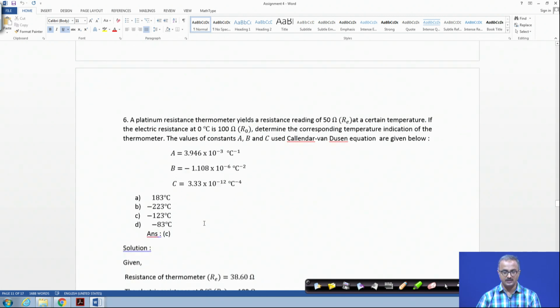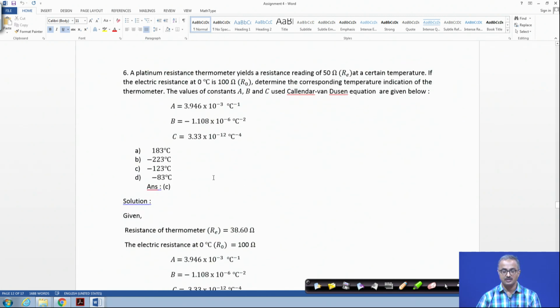Okay. The next question was on a temperature sensing device. In this case, it is the platinum resistance thermometer. These kinds of thermometers have to be calibrated. They have some resistance, and this resistance is measured with change in the temperature. This resistance is correlated with the temperature, and these correlations are obtained by carrying out experiments and by regression.